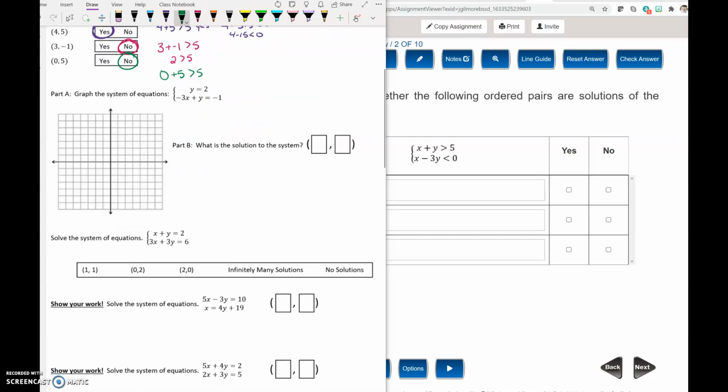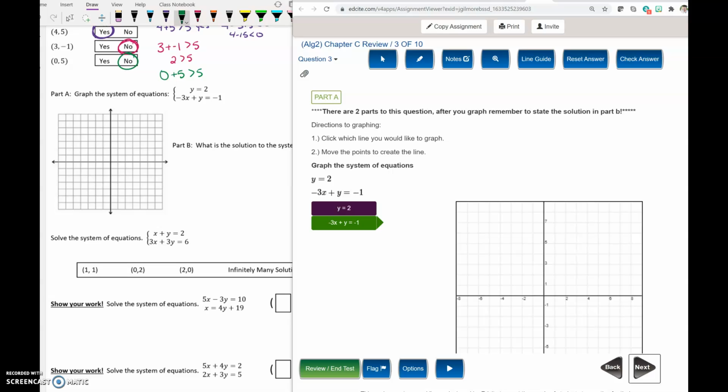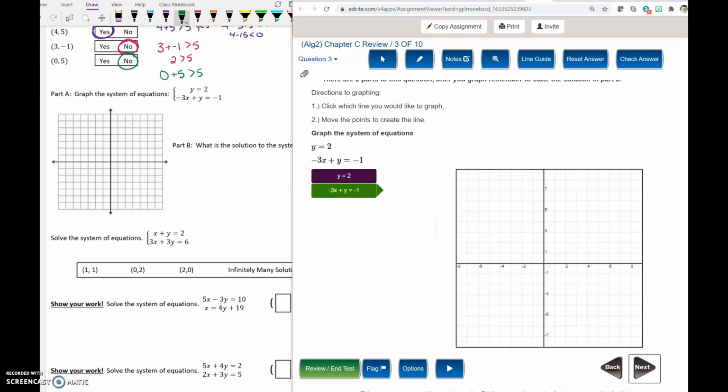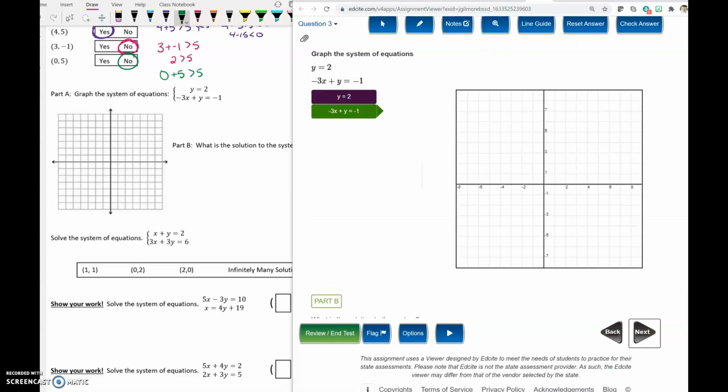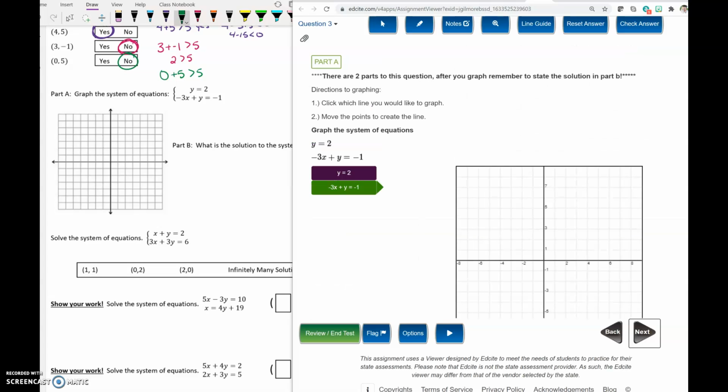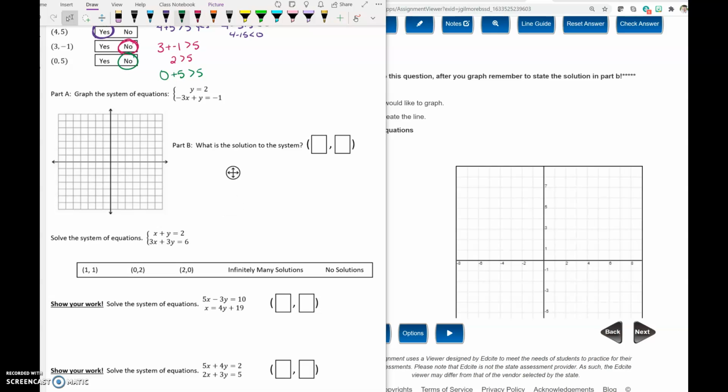All right, the next one is graph the system of equations. And then what is the solution to the system? If you're doing this one on EdSite, notice it says there are 2 parts to this question. After you graph, remember to state the solution in part B. On your screens, which are pretty small, you have to scroll to get down there. So I'm going to show you how to do this on your paper and then also how to put this into EdSite.